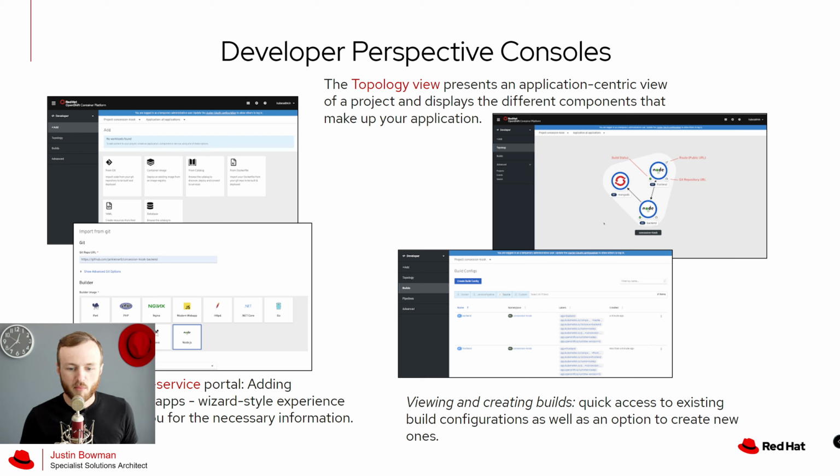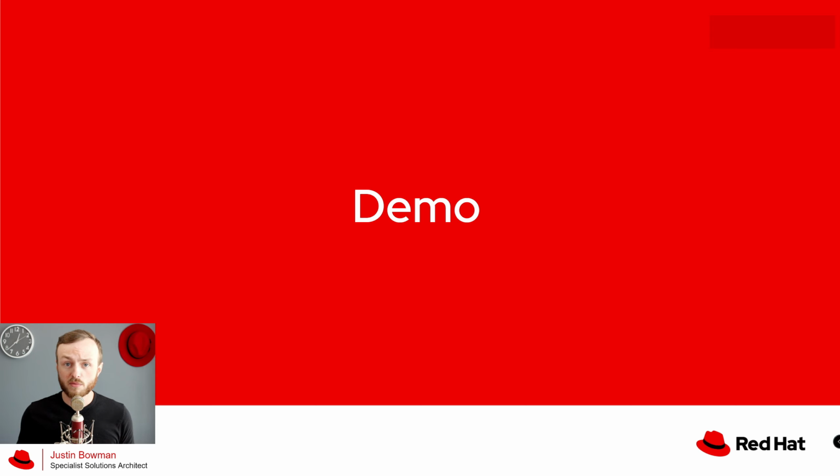Now, before we jump into the demo, just a quick preface to what we're going to look at. We're going to be focusing primarily on the developer experience within OpenShift, and there are two primary consoles, an administrative side and a developer side. So today we're going to be focusing primarily on the developer's perspective and what that offers us. So without further ado, let's get into the demo.